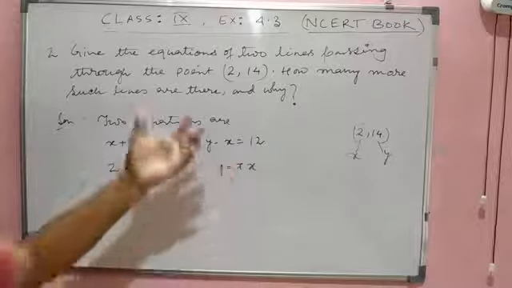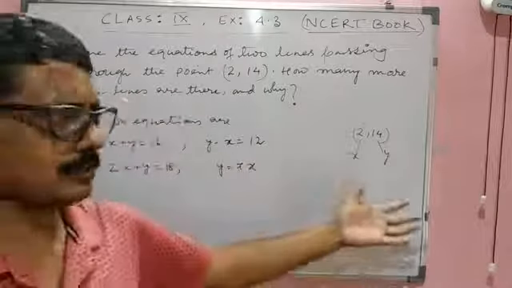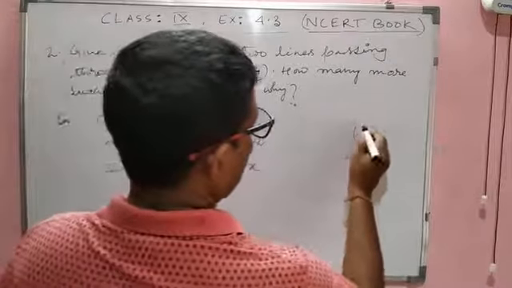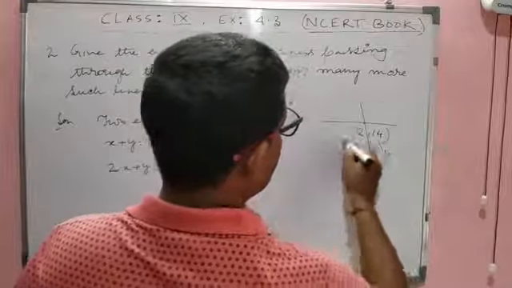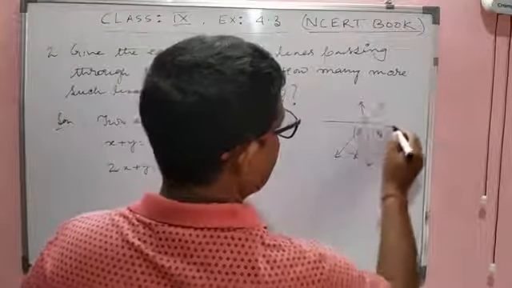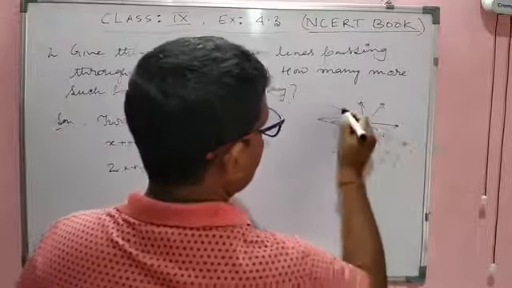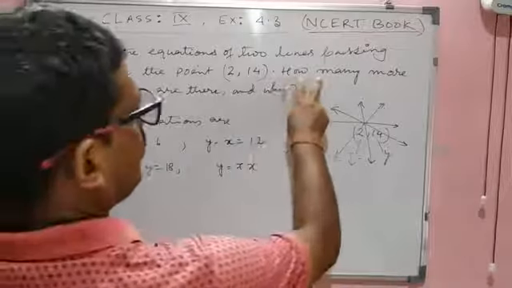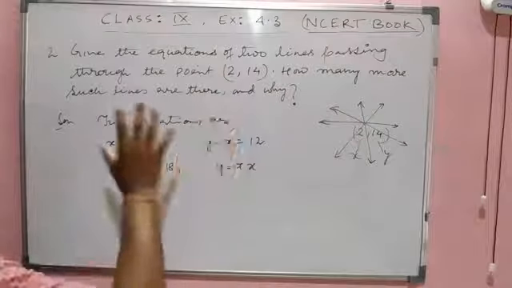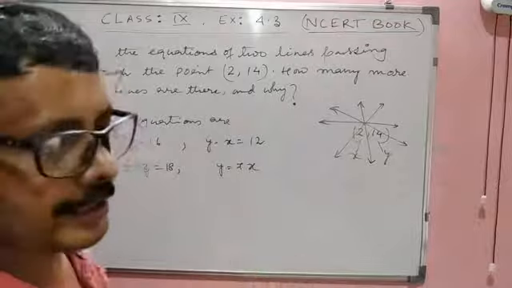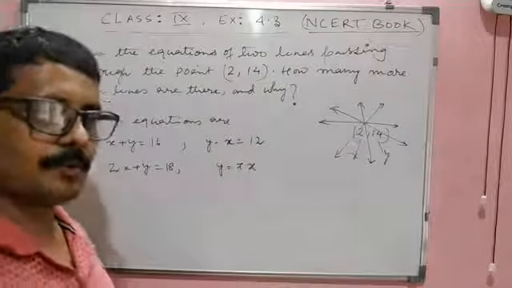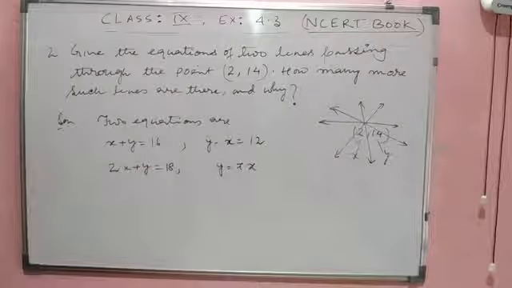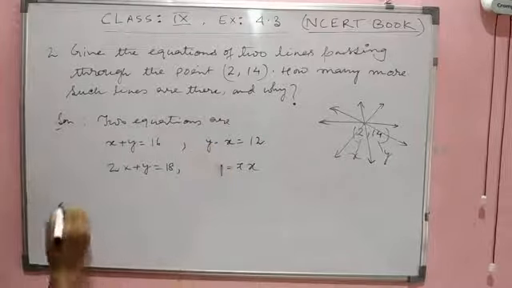So in this way, we may get many equations, because we know that through a point we can draw many lines. Through any point we can draw an infinite number of lines. So therefore, how many more such lines are there? Therefore there will be infinitely many lines, because through a point we can draw an infinite number of lines.